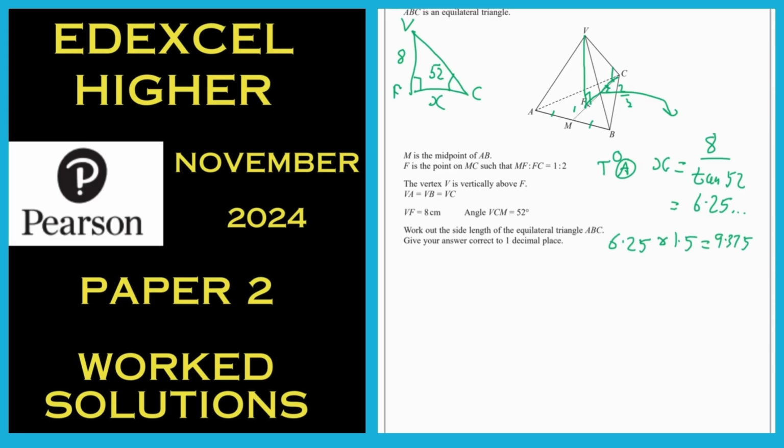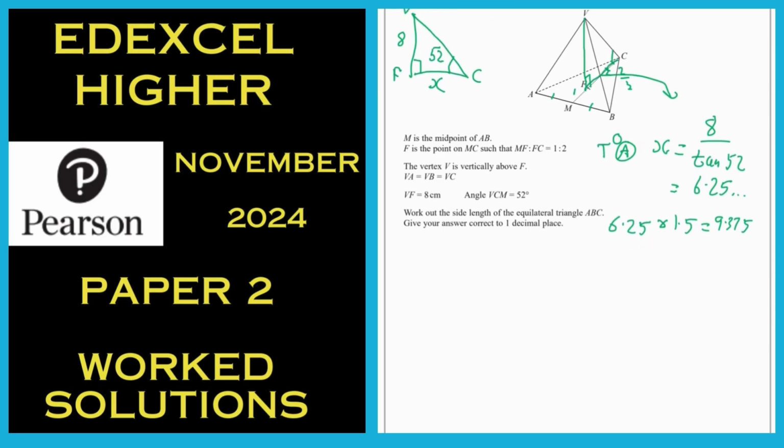What that means is, if we do a redraw, let's now look as a plan view right down on top of this equilateral triangle where that's C, that's B, and that's M, the midpoint.